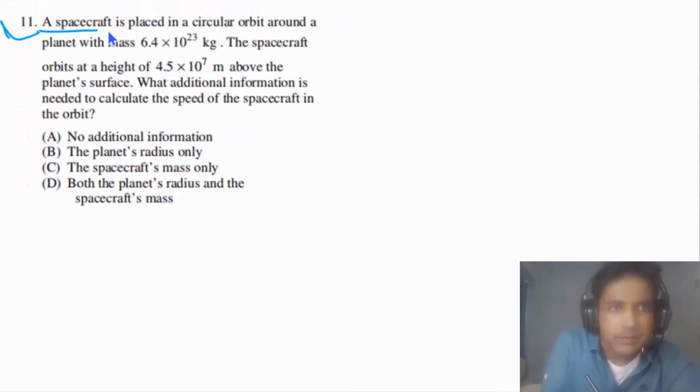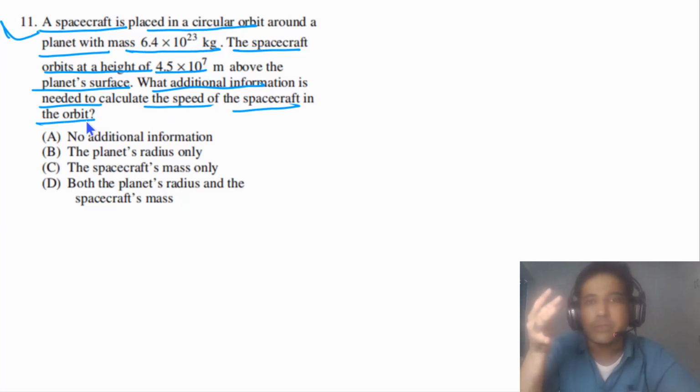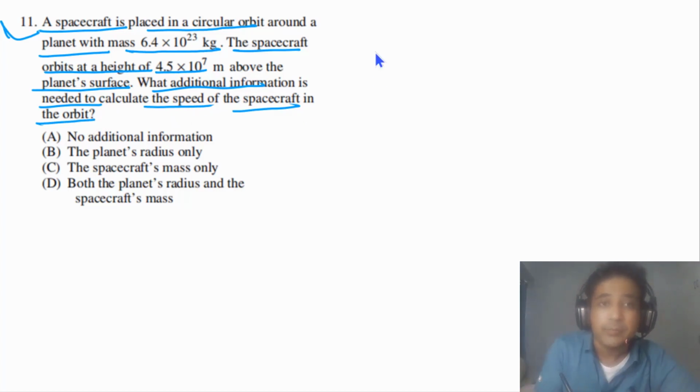Question 11 says a spacecraft is placed in a circular orbit around a planet with mass equal to 6.4 times 10 to the 23 kg. The spacecraft orbits at a height of 4.5 times 10 to the 7 meters above the planet's surface. What additional information is needed to calculate the speed of the spacecraft in the orbit? So for this question, simply we need to calculate orbital speed.